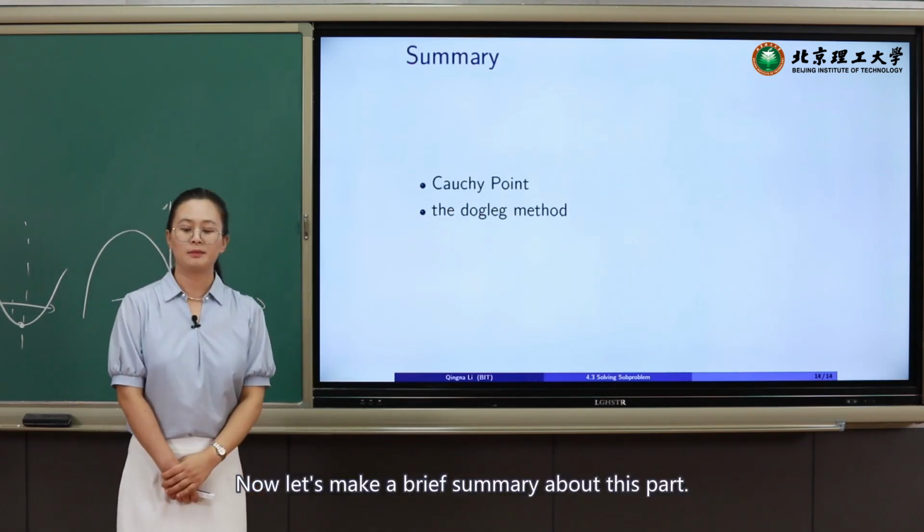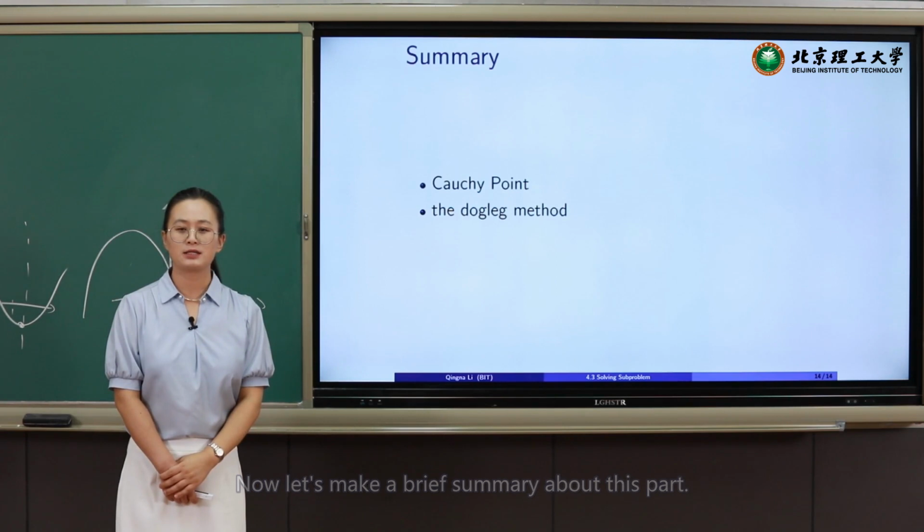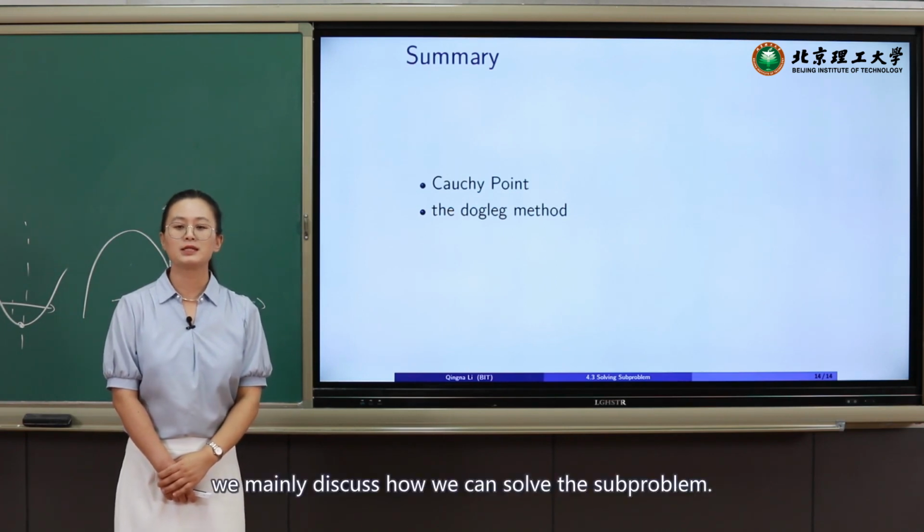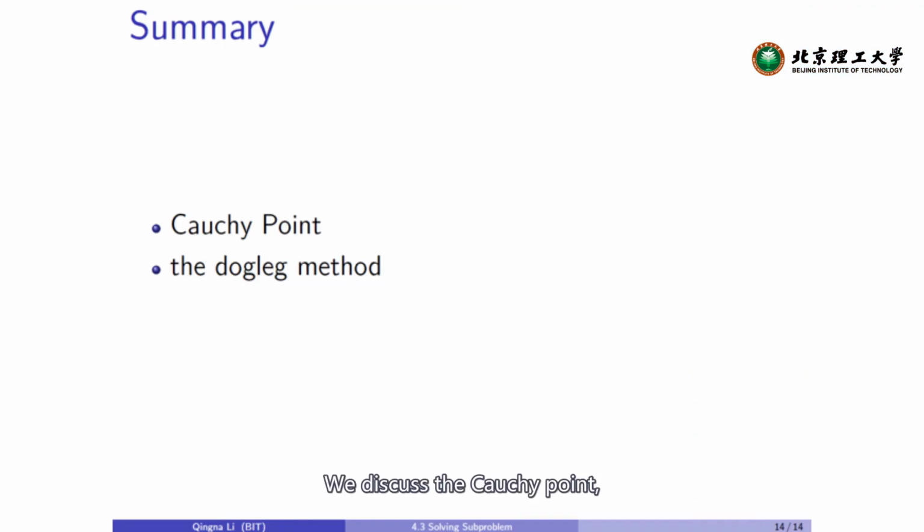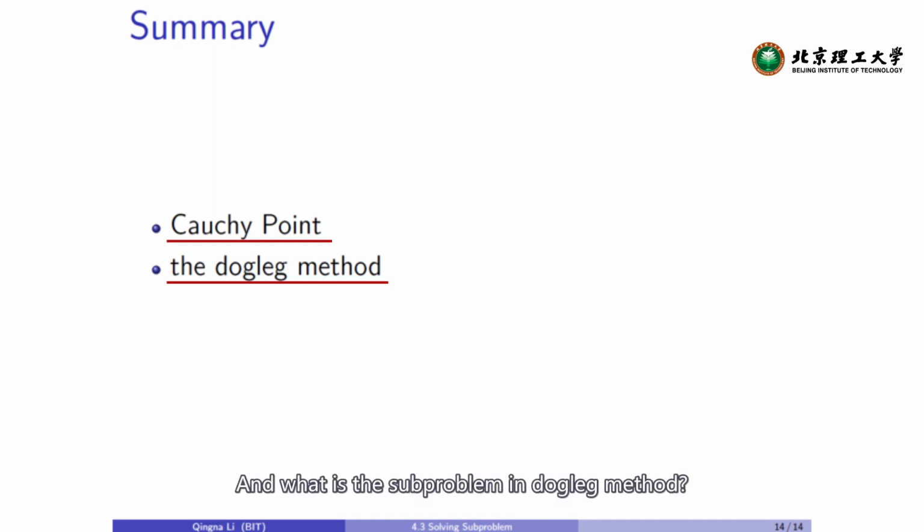Now, let's make a brief summary about this part. In this part, we mainly discuss how we can solve the subproblem. We discuss the Cauchy point, which has an explicit form to calculate, as well as the dogleg method, how we design the dogleg method, and what the subproblem in the dogleg method is.